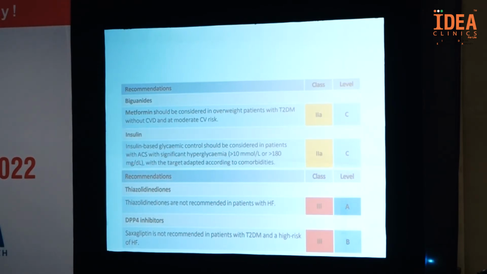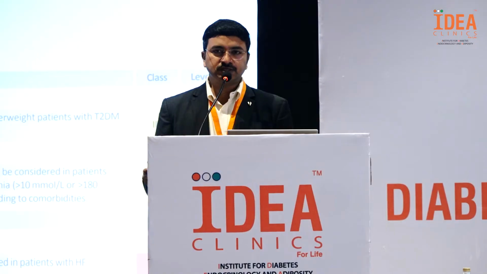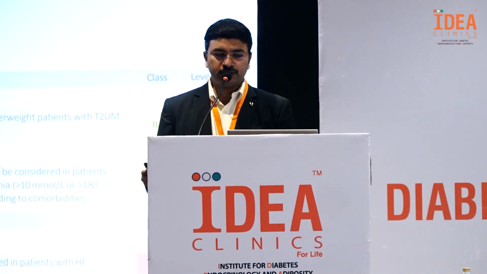So SGLT2 inhibitors and GLP-1 receptor agonists are a class 1 recommendation for diabetes with established CVD, and metformin comes as a class 2A recommendation, and insulin class 2A, and pioglitazone and dapagliflozin comes as class 3, especially if the patient has heart failure signs and symptoms. And saxagliptin also increases the risk of heart failure hospitalization, so we should not use it nowadays. It's not available, I think.